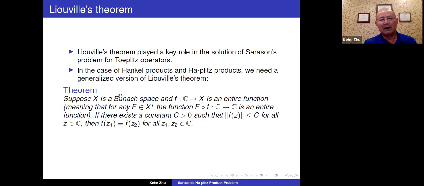So you take a Banach space and you take a function f from the complex plane to the Banach space, and you assume that this is an entire function in the usual sense, okay? And if this entire function is bounded in norm, then it turns out the function will be constant. But of course, it's not a constant number, it's a constant vector. All right. The proof of this is based on the scalar version. It's trivial. It's a half page proof.